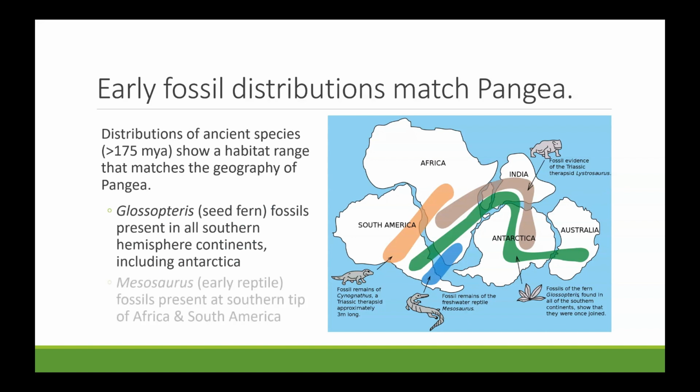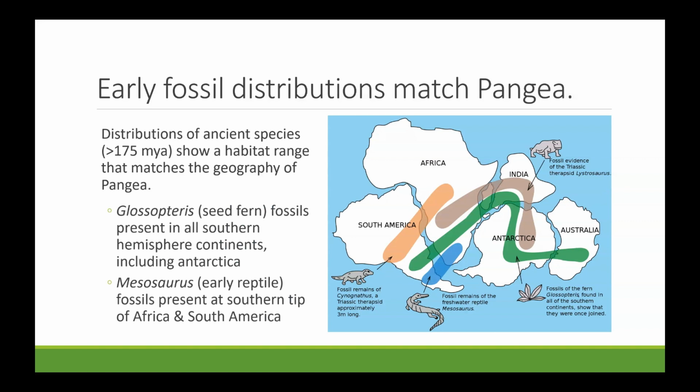There's also an early reptile species called Mesosaurus, which is shown in blue, whose fossils are only present at the southern tips of Africa and South America. And it so happens that the tips of Africa and South America were directly adjacent to each other when they were squished together in the supercontinent Pangaea.